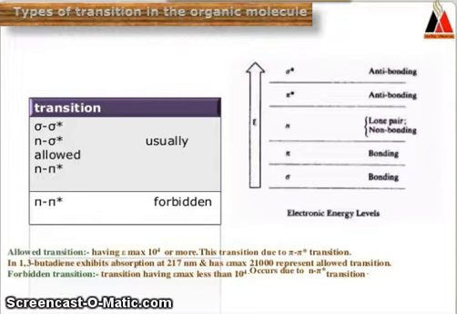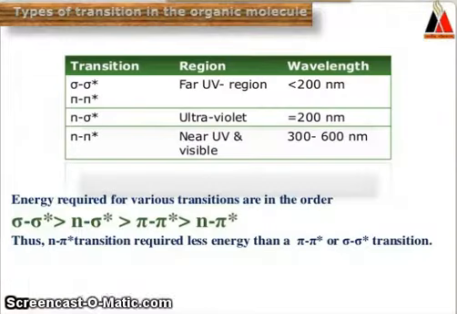You can see the transitions. Usually n to pi star transition is forbidden. Allowed transitions have epsilon max of 10 to the power 4 or more, and this transition is due to pi to pi star transition. 1,3-butadiene exhibits absorption at 217 nanometer and has epsilon max 21,000, representing an allowed transition. Forbidden transitions have epsilon max less than 10 to the power 4. You can see the transition regions.